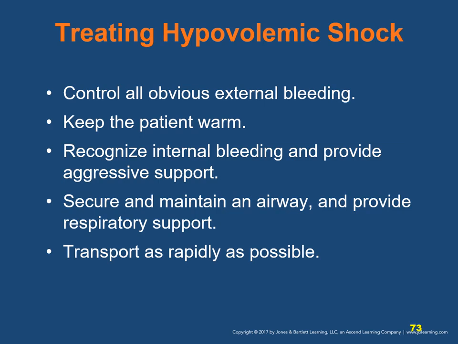Treating hypovolemic shock. Control all obvious external bleeding. The best initial method to control external bleeding is direct pressure. If bleeding is not controlled with direct pressure, consider using a tourniquet. Handle the patient gently and keep him or her warm. Recognize internal bleeding and provide aggressive general support. Secure and maintain an airway and provide respiratory support, including supplemental oxygen and, if needed, assisted ventilations. Watch to ensure the patient does not aspirate blood or vomitus. Transport the patient as rapidly as possible to the ED.